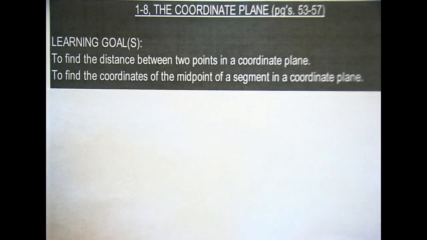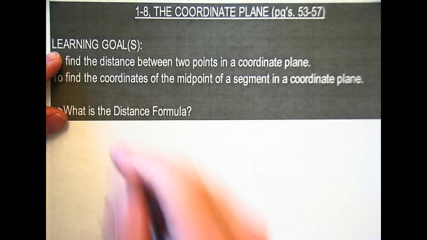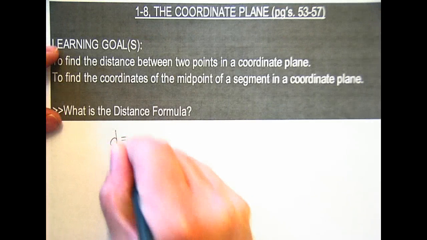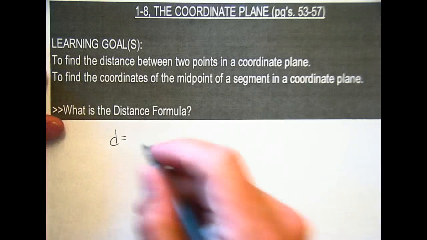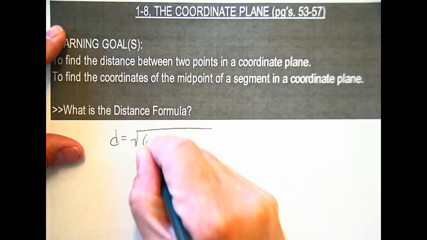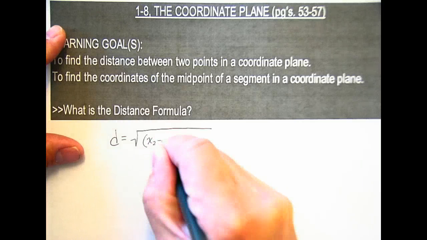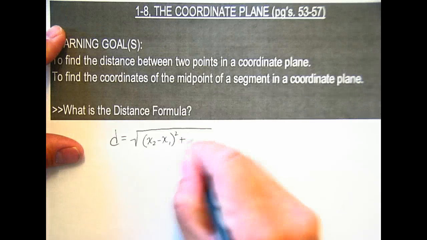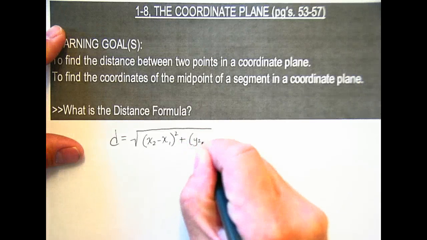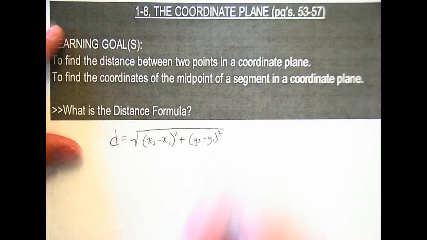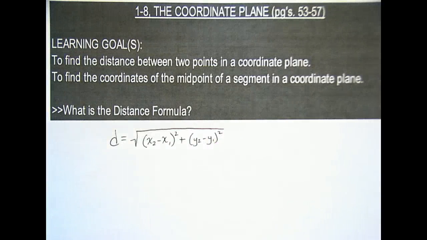Ready? Distance formula. D equals what? Square root of x2 minus x1 in parentheses squared plus y2 minus y1 in parentheses squared. So the quantities there are squared. Okay, that is our distance formula.